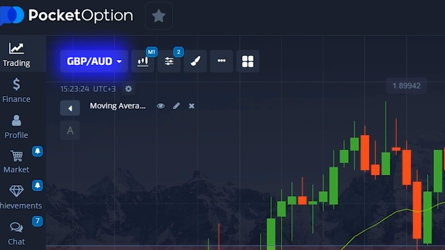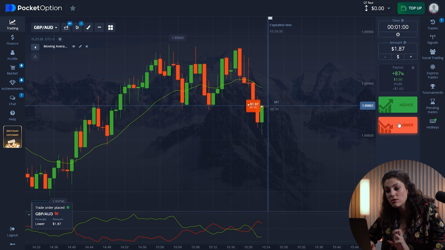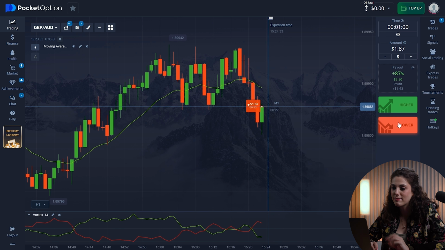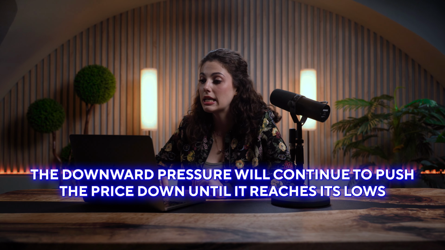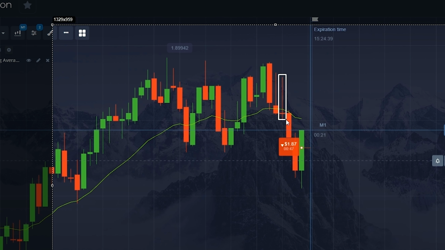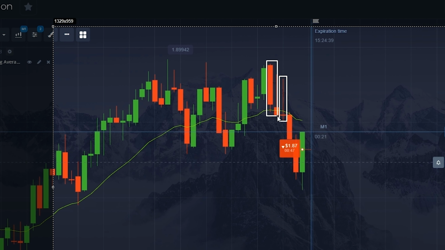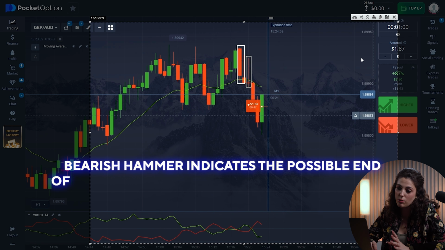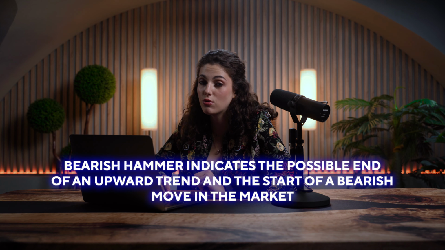The price had a strong downward impulse, but then bounced off the support level. It's important to note that the downward pressure is still there. It will keep pushing the price down until it hits its lows. You can identify this pressure by looking at the candles that formed at the beginning of the move. The last candle signal is called a bearish hammer. It indicates the possible end of an upward trend and the start of a bearish move in the market. The Vortex indicator and the moving average line still show sell signals.